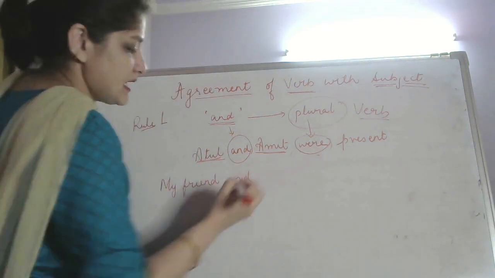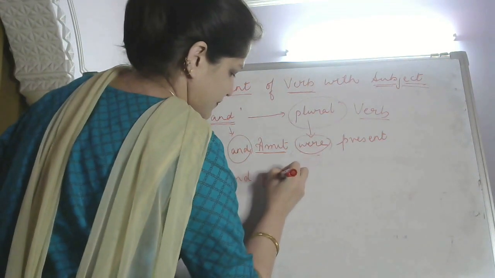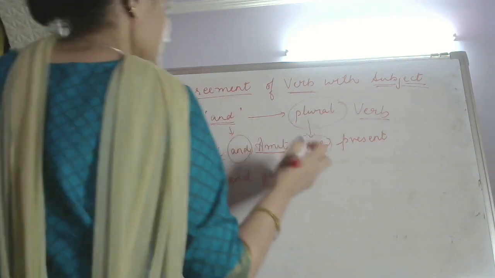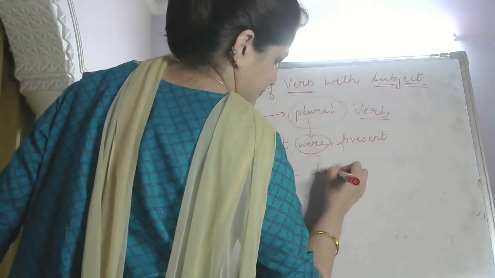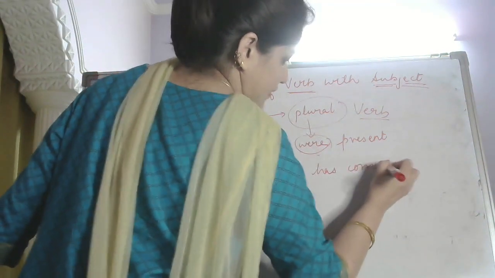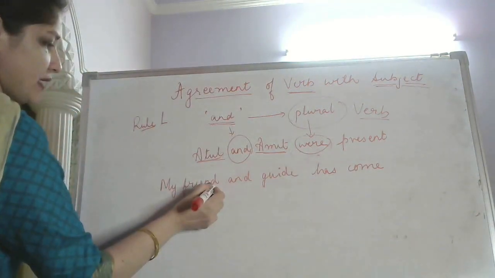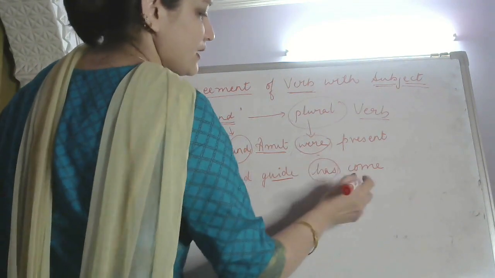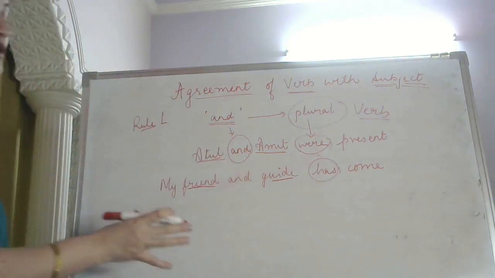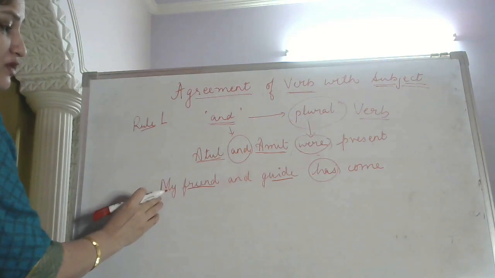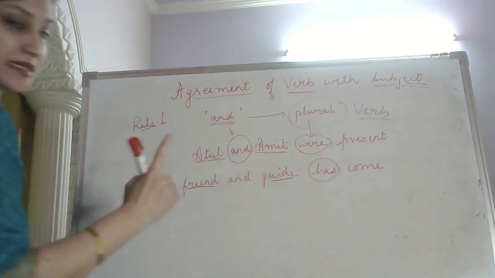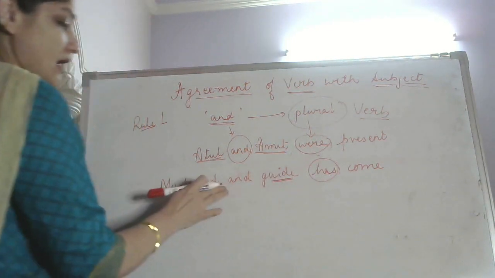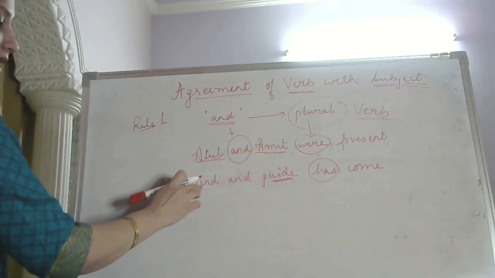For example, there's a sentence like, my friend and guide has come. Now you can see we've got my friend and guide, and this is the verb here, has come. Why singular verb in this case? Because we are talking about a person, singular person, who is not only friend but also a guide, right? So my friend and guide has come.